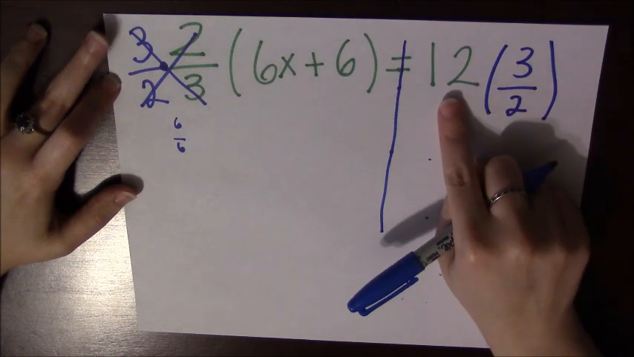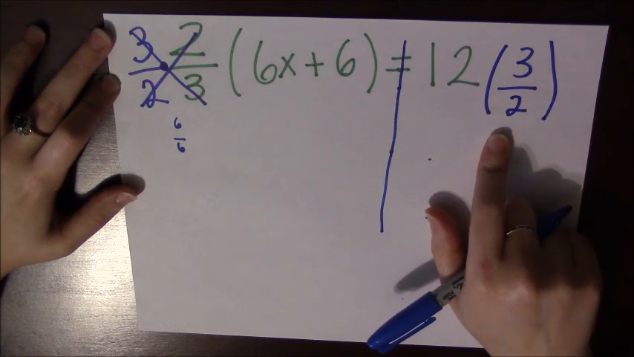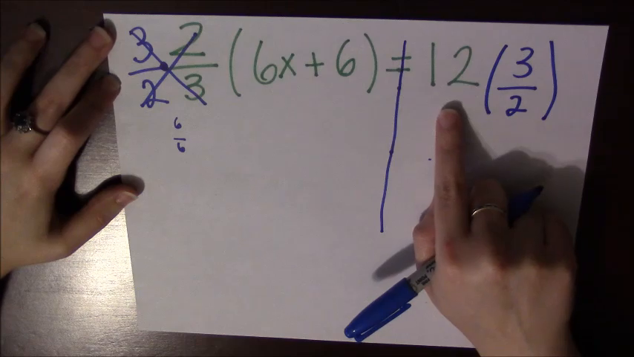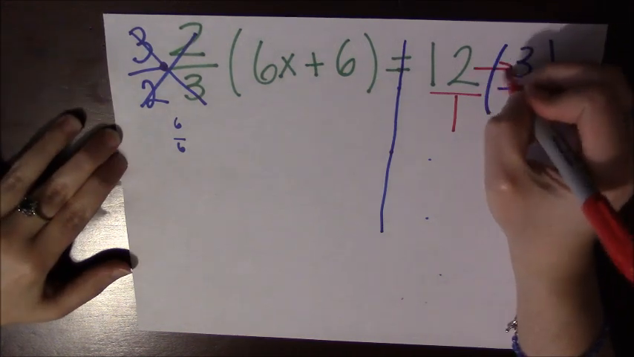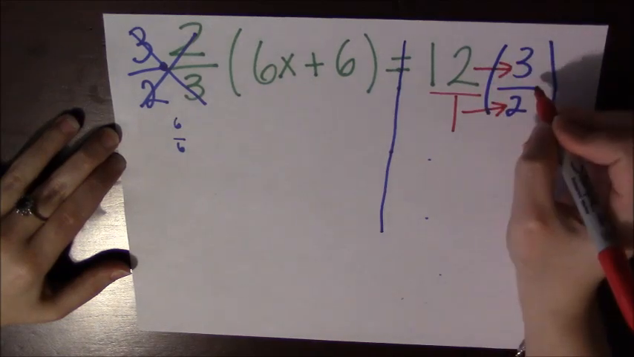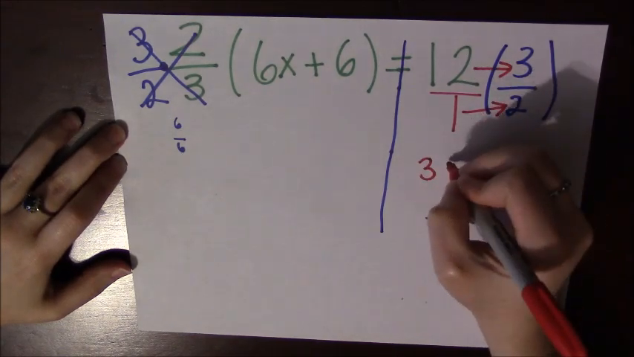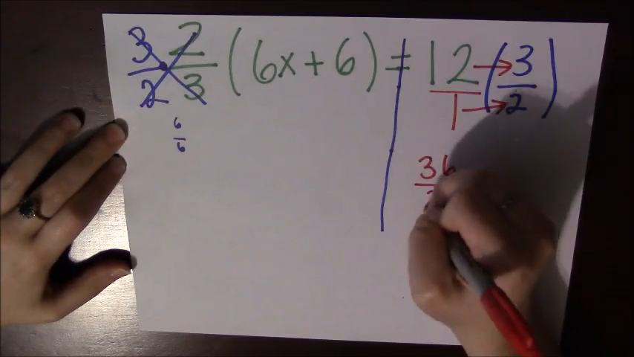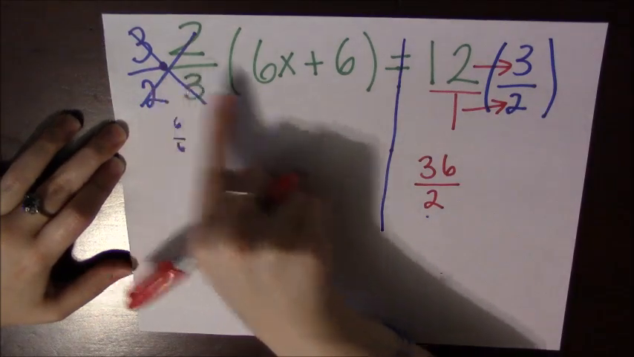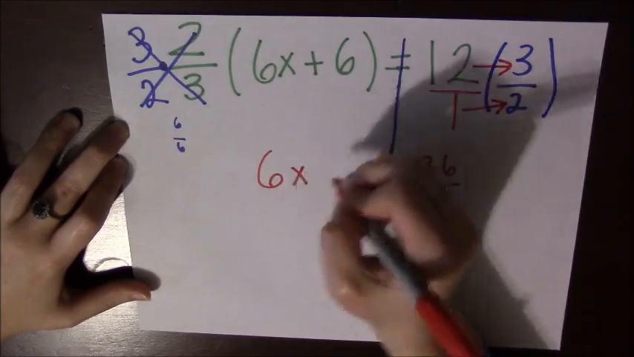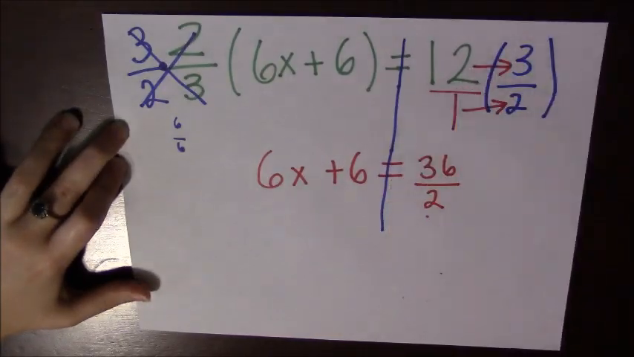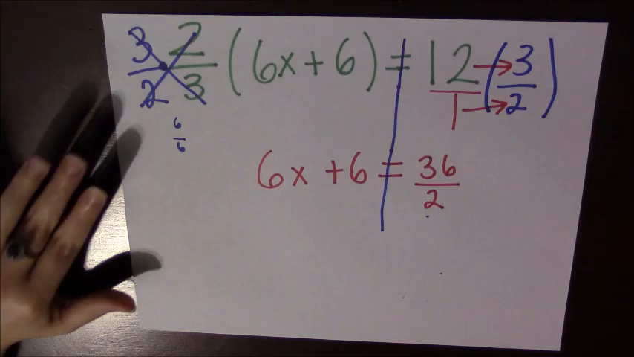But I have a whole number multiplied by a rational number or a fraction. So how do I make my whole number into a fraction? I put it over 1. So now I can multiply fractions. Remember, when I multiply fractions, I multiply straight across. So 12 times 3 is 36 over 2. So now this canceled out, so what I'm left with is what's inside the parentheses. So 6x plus 6 equals 36 over 2.